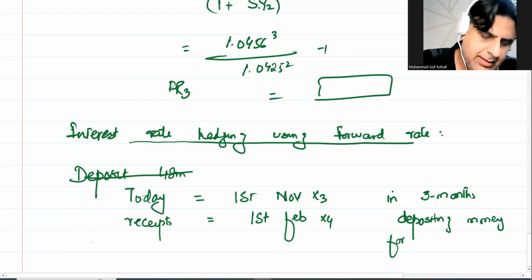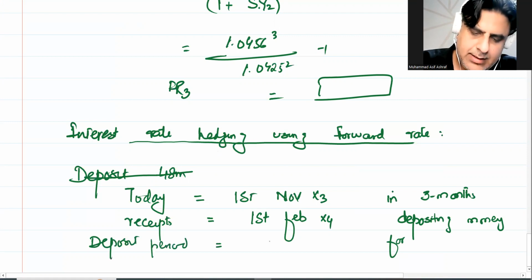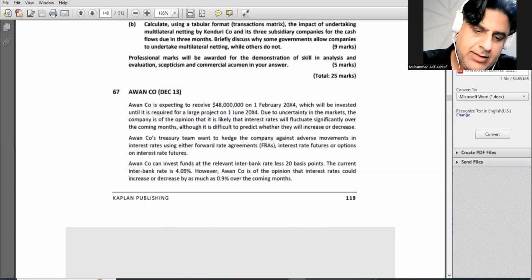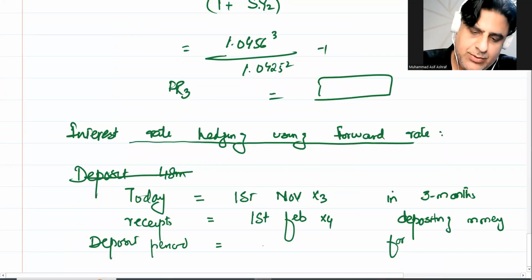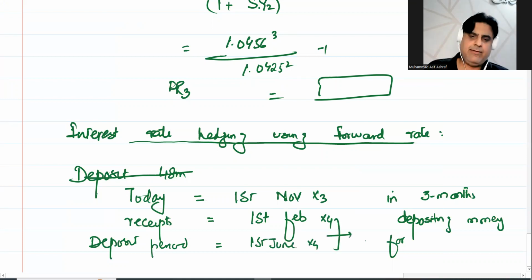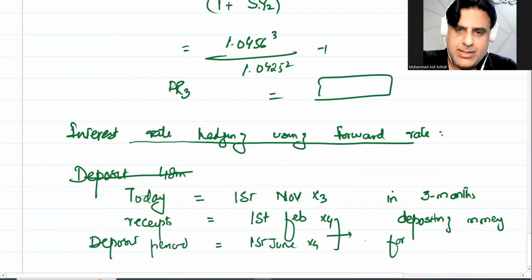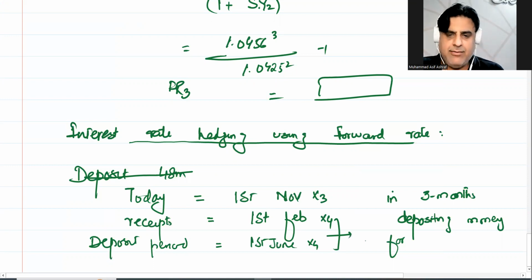For when you need it, deposit period, you will want to deposit it until 1st of June. So this is February, March, April, May, 4 months.